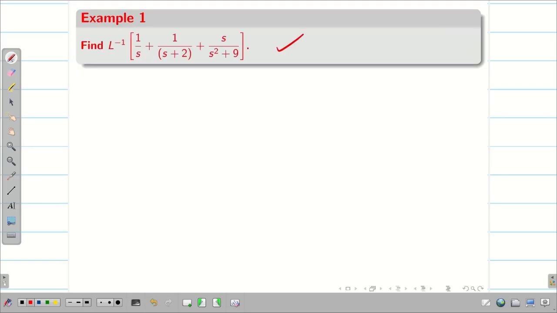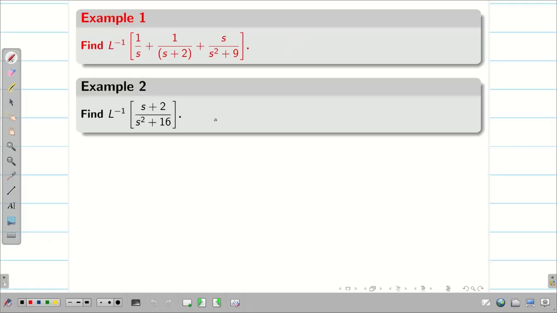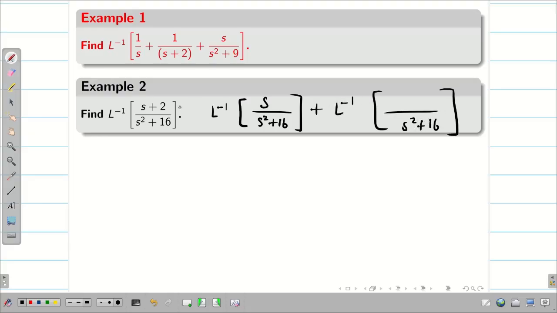So this problem is a direct problem. We apply inverse Laplace transform. Using the properties, we get the solution. Similarly, in this problem, we split the problem into two. S in the numerator and s square plus 16 in the denominator, and then L inverse of 1 by s square plus 16. In the numerator, we have 2, but we need 4. So what we did, we multiply and divide by 2. Then we can apply the formula. We get the answer sin 4t by 2 plus cos 4t.